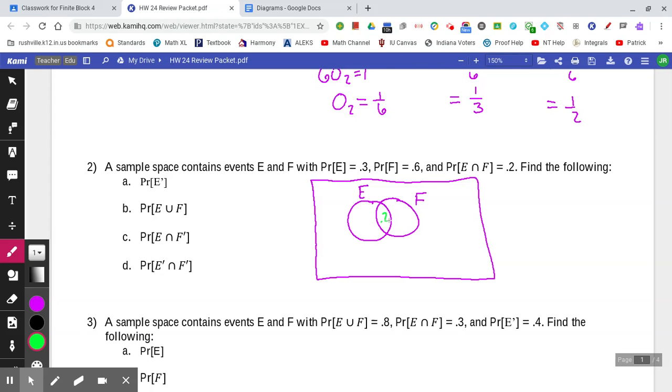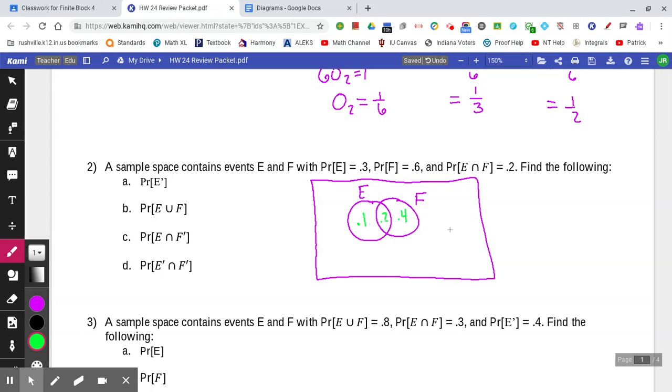So starting with the innermost, I have 0.2. The probability of E is 0.3. So all of this circle adds up to 0.3. 0.2 has already been established for being in the intersection. So this is going to be 0.3 minus 0.2, which means that this is going to be 0.1. F, the probability of it is 0.6. Again, 0.2 has already been established, so that's going to be 0.6 minus 0.2, which is going to give me 0.4. Remember that the universal set, the sample space, the probability of that has to add up to 1.